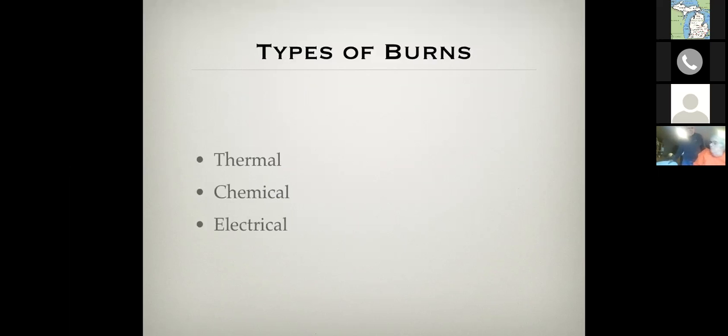All right, so now we've talked about the airway. We've talked about the different types. We've talked about the skin. We talked about the different degrees. Now we're going to talk about the different types of burns. So we're going to talk about thermal, chemical, and electric.